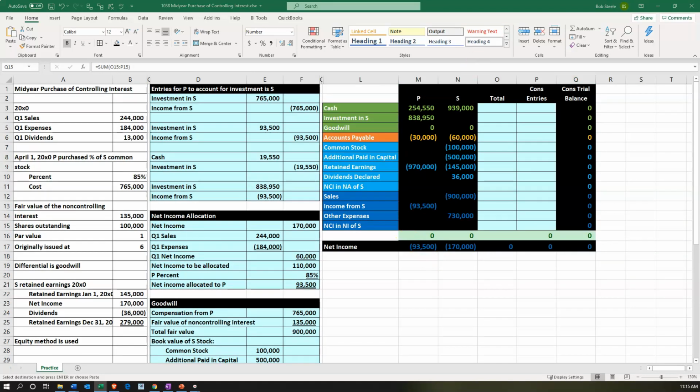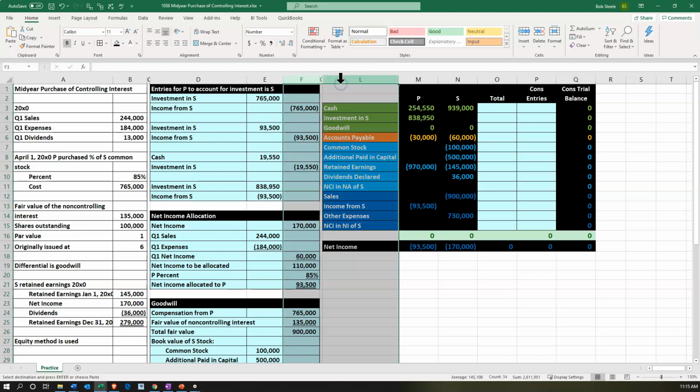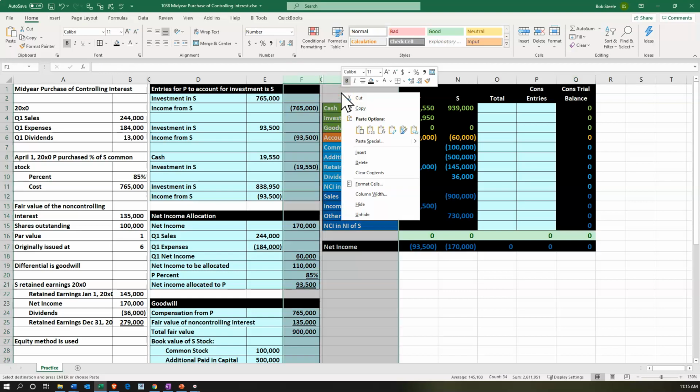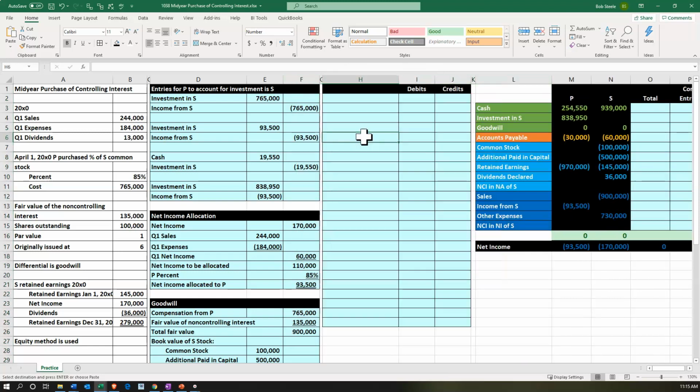So let's go ahead and continue with that process, doing our closing or elimination entries. I'm going to unhide some cells. We're going to unhide from F to L. So I'm going to select F to L, full, and then right-click on that and unhide. So there we have it. So now we're going to do our elimination entries.